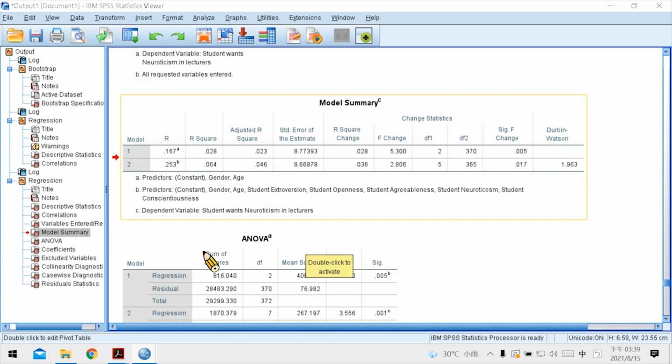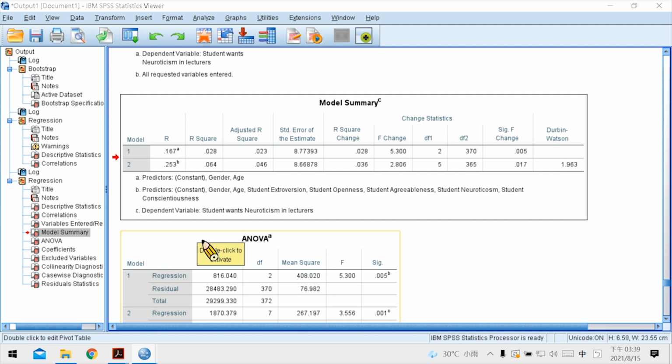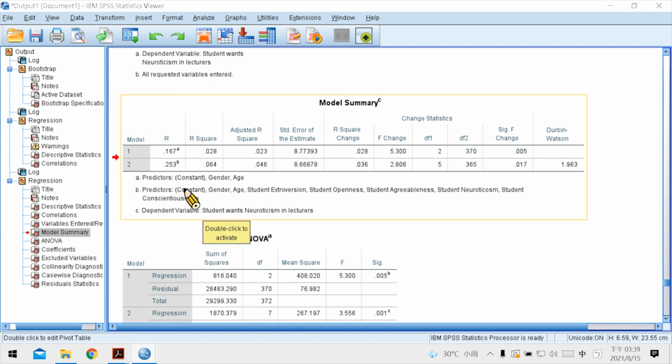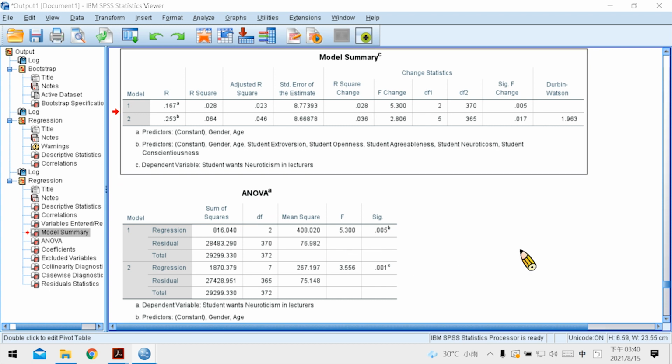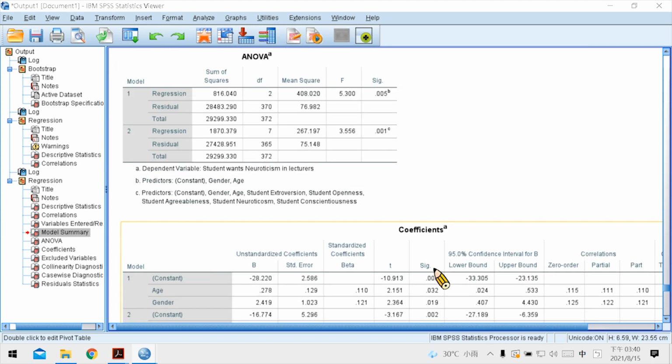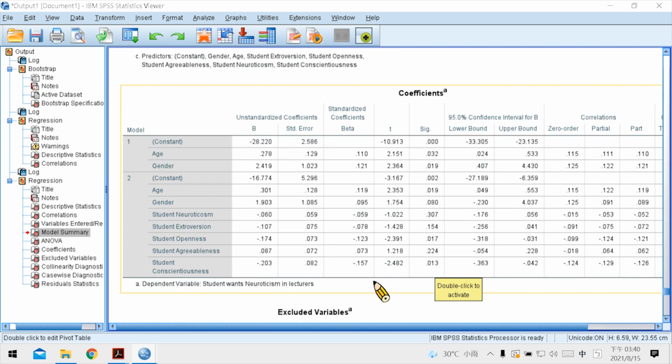Okay. So in here, we didn't choose the bootstrap. And we have the two models, and we can see the first one, just the age and the gender. This is the R squared, 0.028, which is too small. And the second one is the gender, age, and the student personality traits. This is the 5 and put in here, okay, and the ANOVA is significant, okay.